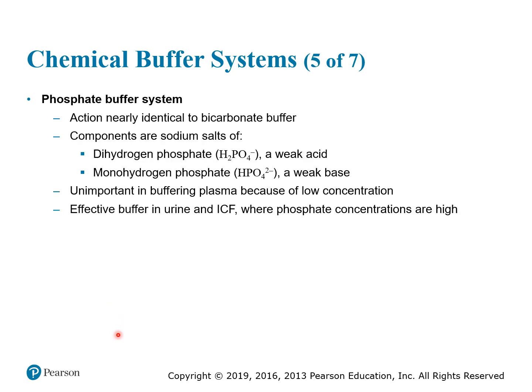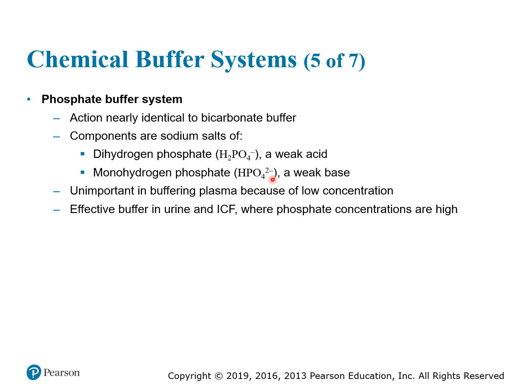The second chemical buffer system is the phosphate buffer system, and its mechanism of action is almost the same as that of the bicarbonate buffer system. It consists of sodium salts of dihydrogen phosphate, H2PO4, which is a weak acid, and monohydrogen phosphate, HPO4, which is a weak base. So just notice that in the acid there are two hydrogens. In the base form there is one hydrogen.